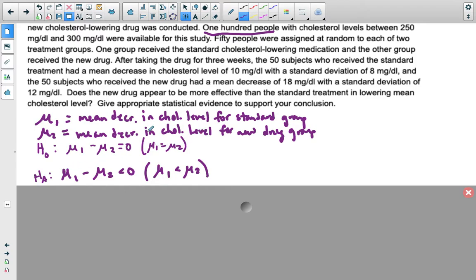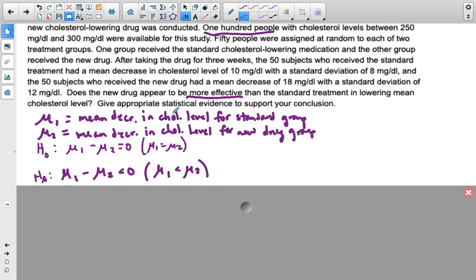What's the alternative explanation? What are we worried about here? Does the new drug appear to be more effective? So this part's important, to be more effective than the standard treatment. What does that mean for our hypotheses? Well, that means that if we take this difference, standard minus the new, we should have a negative difference. That means that in general, the new drug, on average, will produce a greater reduction in cholesterol level than group 1. Okay, so that's why it says greater than. Even though we're talking about a decrease in level, we're talking about how much it decreases.